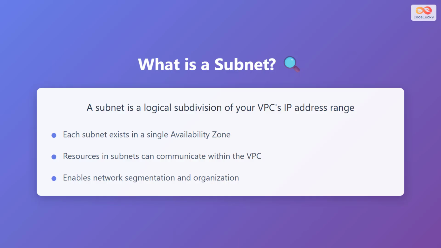Resources placed in different subnets can still communicate with each other within the VPC, but subnets give you powerful control over network segmentation and organization. This allows you to group similar resources together and apply specific security and routing policies to each group.